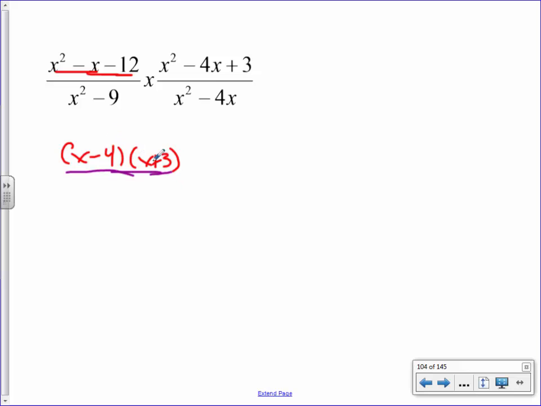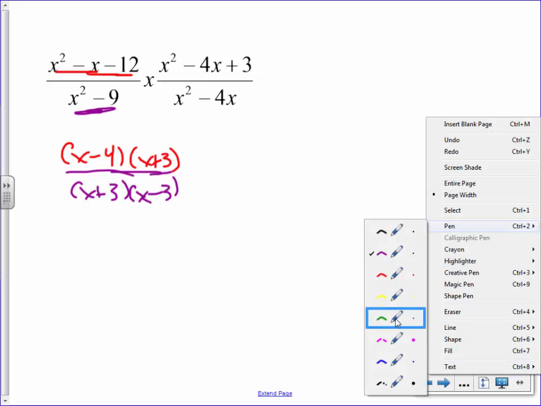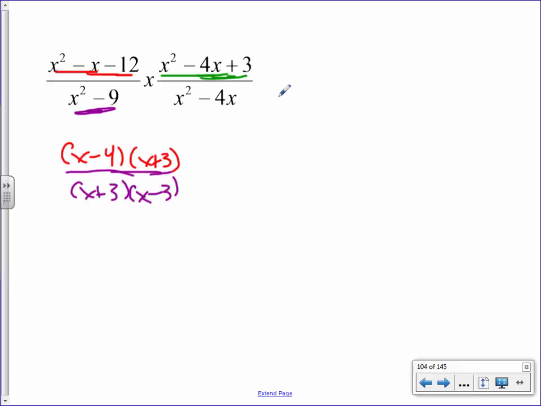What's that second one? Sorry, x plus 3. X squared minus 9. Difference of squares. So x plus 3, x minus 3. I'm not going to cancel it just yet, but I see something that probably will. Next color. I'm just trying to color coordinate it. This guy right here is probably also factorable. Numbers that add to give -4, times to give 3. -1 and -3 will do it.